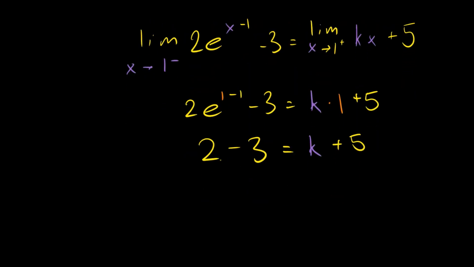And then, as you can see here, this 2 - 3 simplifies to -1, and -1 - 5 just lets us know that our k value should be equal to -6, because -1 - 5 is -6. We are now all done.